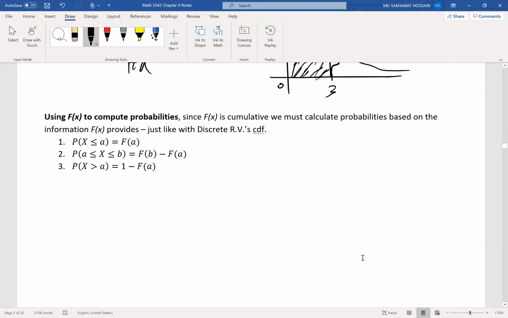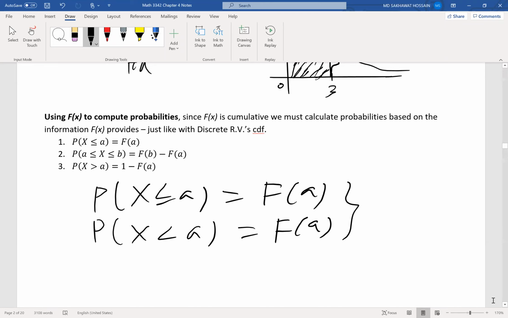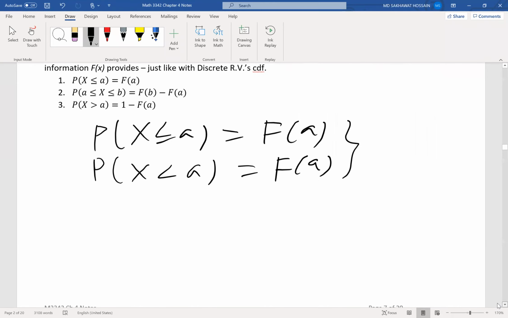So you can also use this function to calculate the probabilities, because F(x) will give you the cumulative probabilities. So here we have P(X ≤ a), which is actually F(a). And this is also the same as the probability of X < a. For the continuous case, they are the same. Both of them are the same. But for the discrete case, they are different.